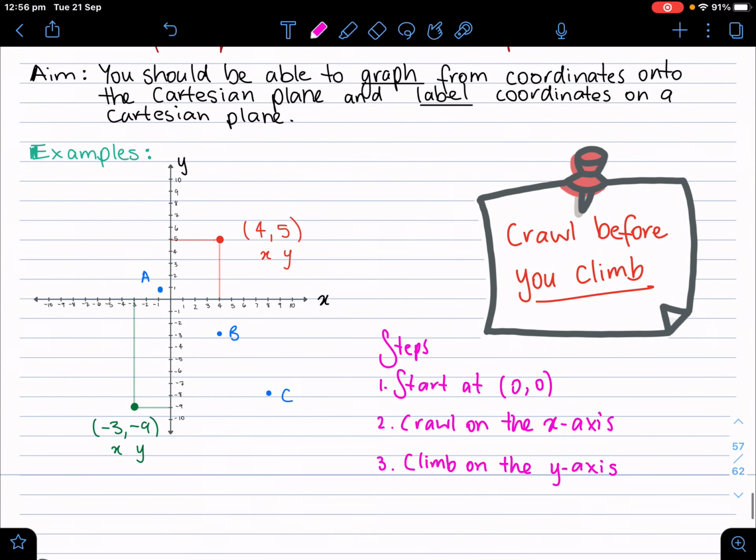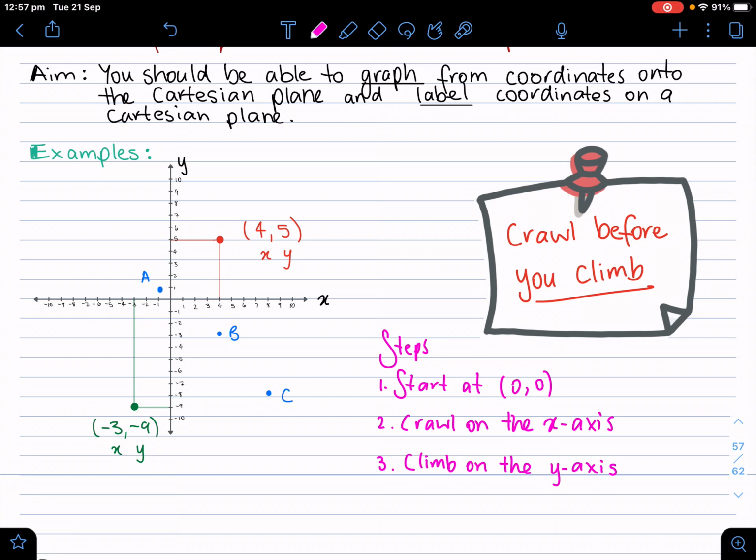Now, by the end of this video, you should be able to graph from coordinates that are given onto the Cartesian plane. And then if there are already coordinates on the Cartesian plane, you should be able to identify what those coordinates are. Let's go through and do a few examples so that it makes sense to you.